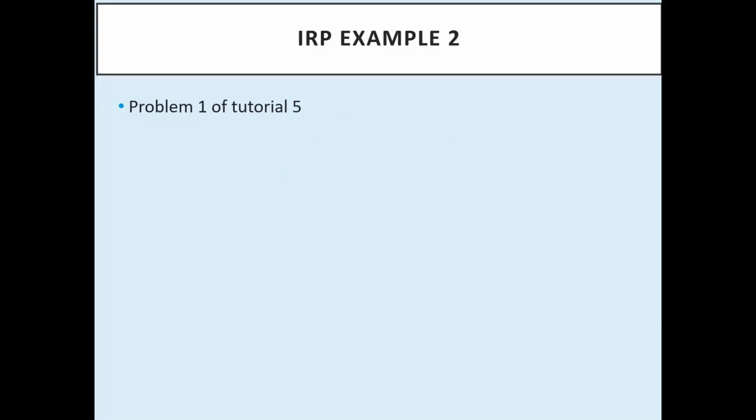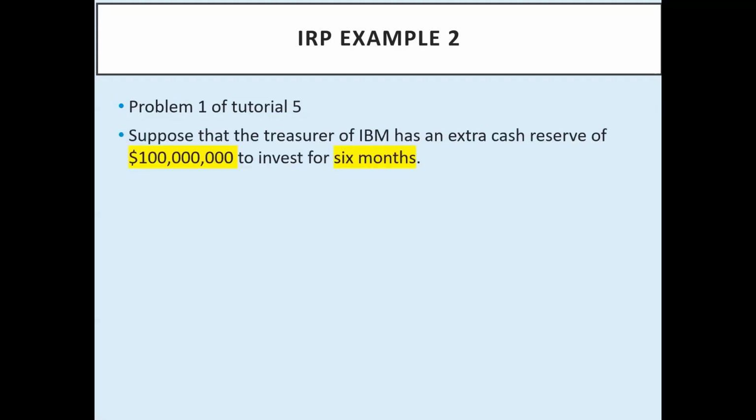All right, so we have gone through an example together before. In this example, let's look at a similar problem and see if we can solve it by ourselves, okay? So we have a treasurer of IBM with some cash reserves, right? We have some money to invest and we're thinking about where to invest for 6 months, okay? The principal amount that I have is 100 million USD and I want to invest for 6 months, okay?